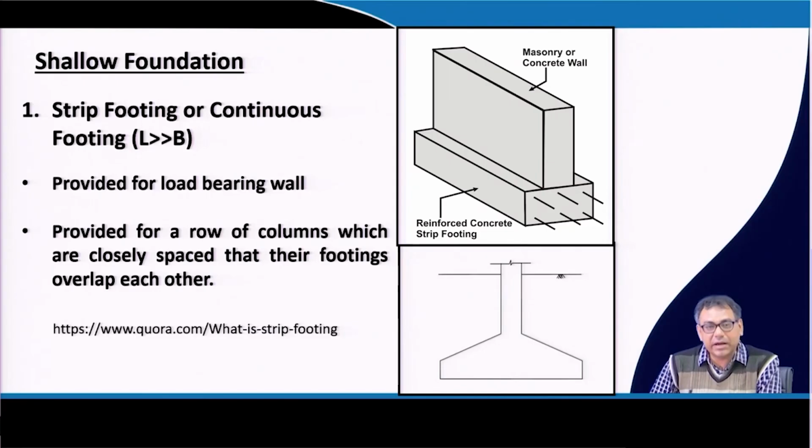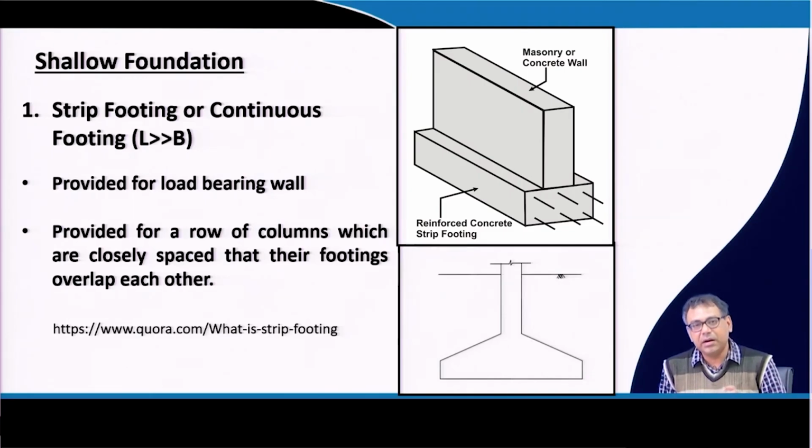So, shallow foundation can be of different types. It can be strip footing or continuous footing. Strip footing means where the length is much larger than the B, for a retaining wall. So, this is the retaining wall where the length is much larger than the B. That type of foundation is called the strip foundation or continuous foundation. So, it can be for a load bearing wall. It can also be provided for a row of columns which are closely spaced and their footings overlap each other.